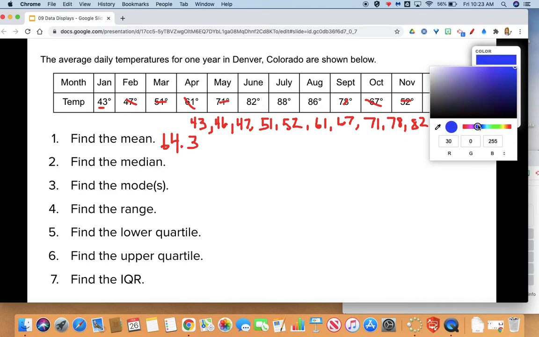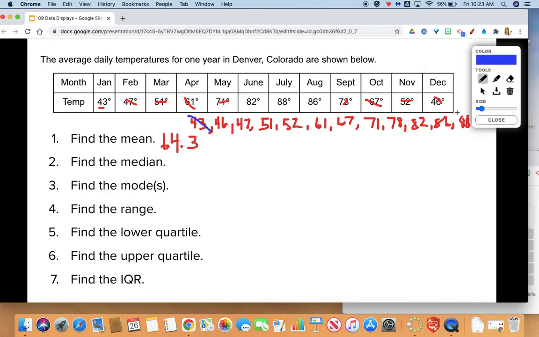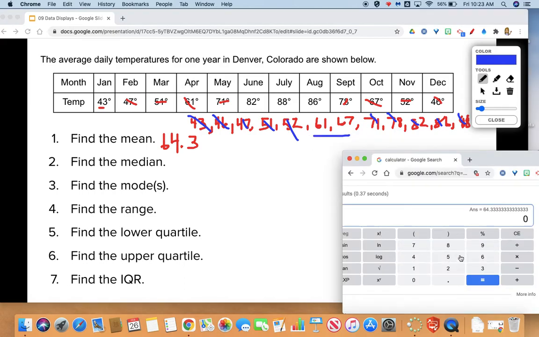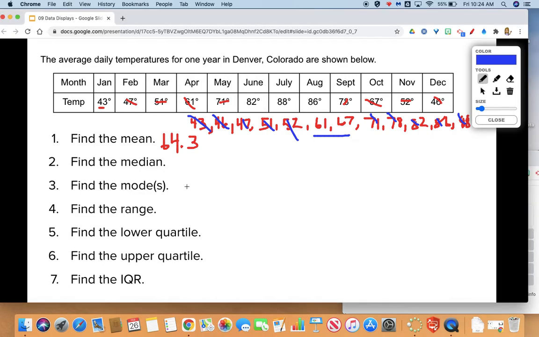Now let's find the median. That's our center number. Since this is an even number of data points, you should have come down to 2 numbers in the middle. So you're going to have to find the center of those 2 numbers. I came down to 61 and 67. To find the center, I'm going to add those 2 numbers together and divide by 2. My median, 128 divided by 2 is 64. So my median falls in between these 2 numbers. I'm going to draw that line there to help me when I get to the upper and lower quartiles.